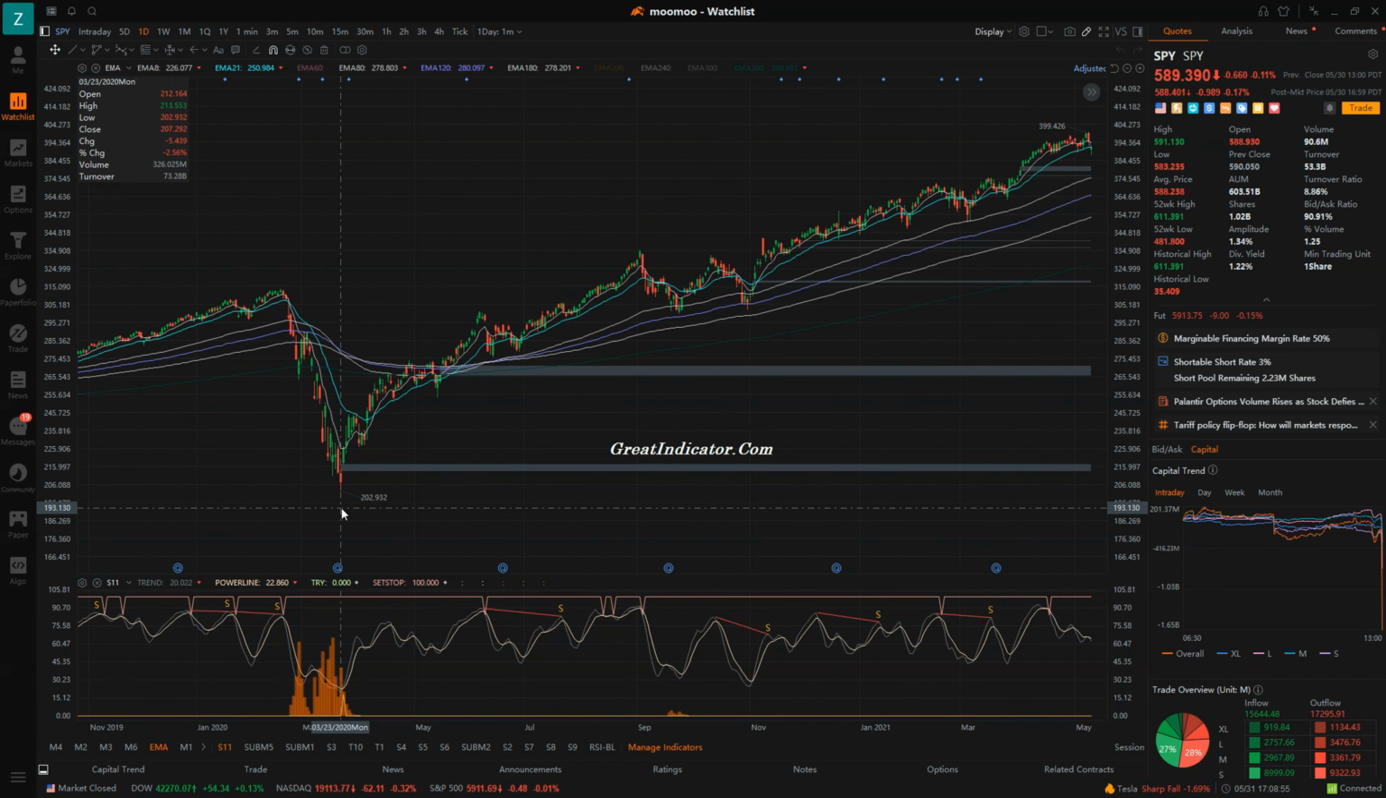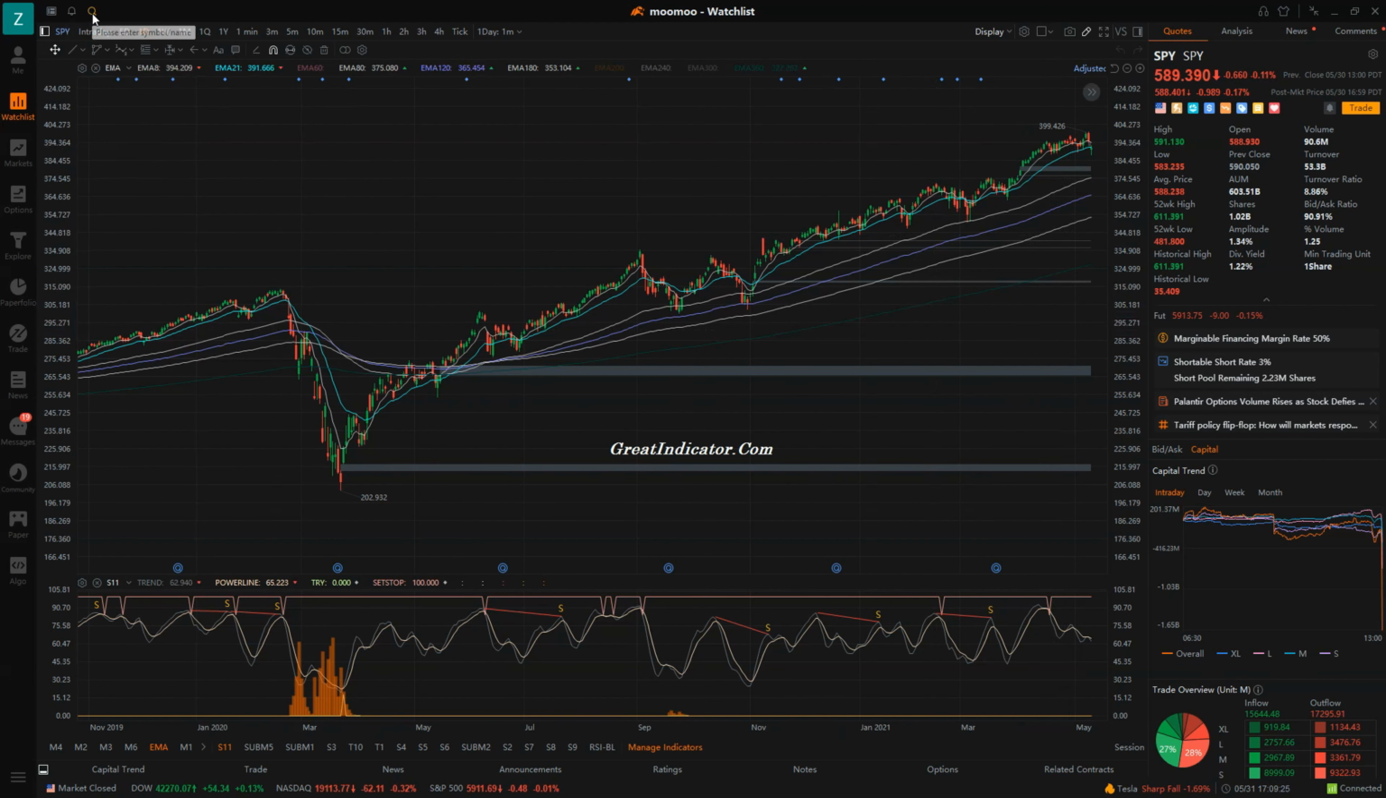Let's look at the front. In 2020, it was the time of the COVID-19 panic. We had a very good buying point here. On March 24th, 2020, there was a very good buying point when the signal appeared. There was a very big bull market after that.